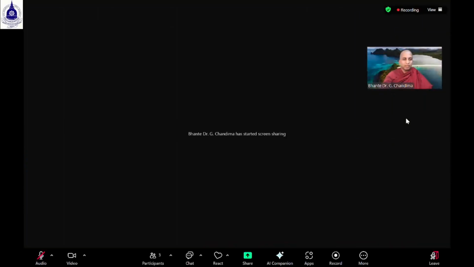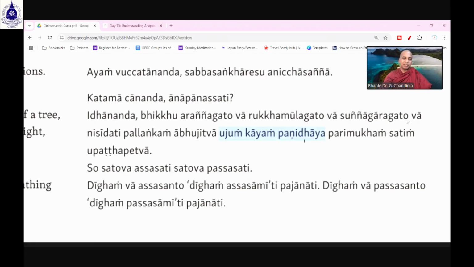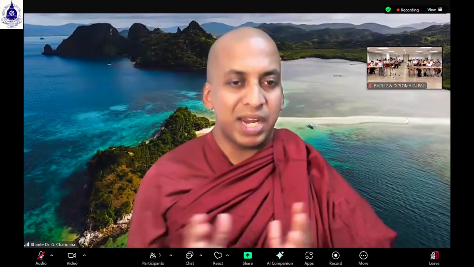So sitting down, cross-legged, and then ujung kayam panidhai. Panidhai means keeping. Kayam means body. Ujung means straight, keeping your back upright. How easy is it to keep our back upright in our normal life? Is it an easy thing to keep our back upright?